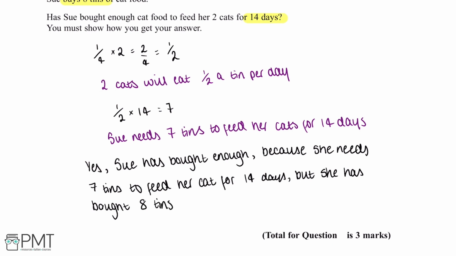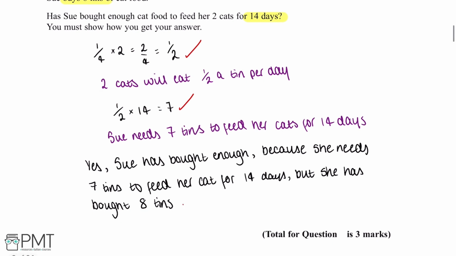Now this question's worth 3 marks. We'll get our first mark for working out how many tins of cat food her 2 cats will eat in 1 day. We'll get our second mark for working out how many tins of cat food will be needed to feed her 2 cats for 14 days. And we'll get our third mark for our final summary statement, stating that yes, Sue has bought enough cat food, along with the supporting calculations.